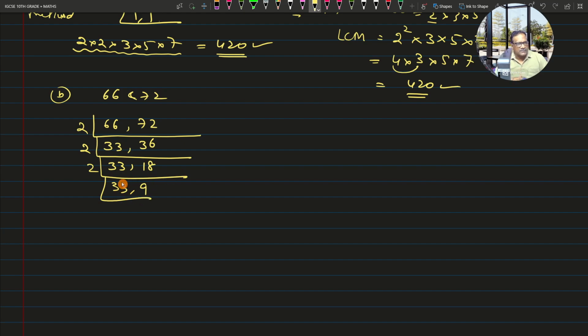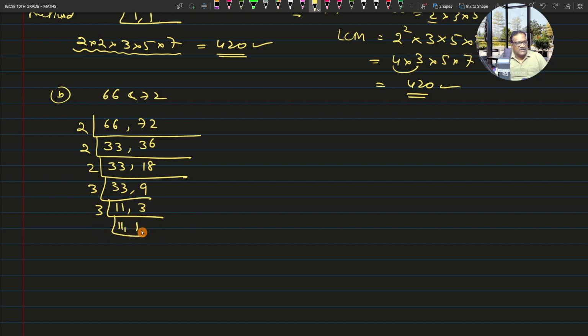So I'll have to stop dividing by 2. Now I'll start with 3. 3 11 times is 33 and 3 times is 9. Again I'll go by 3. 11 is not divisible by 3, so I'll put 11 itself over here, and this 3 is divisible by 1. Okay, 3 is divisible by 3, and you'll get 1 over here.